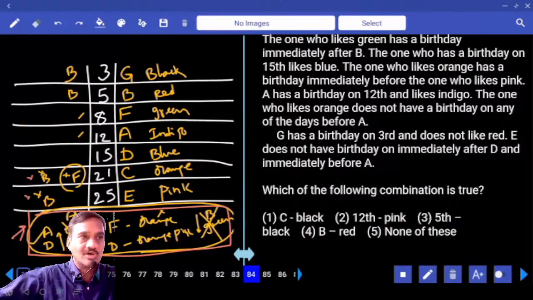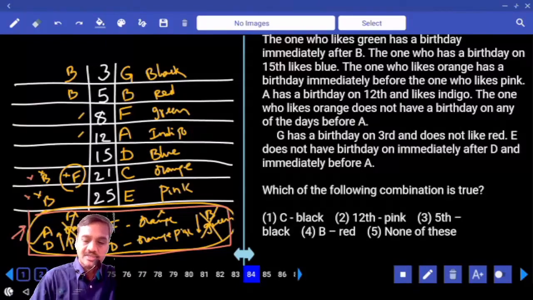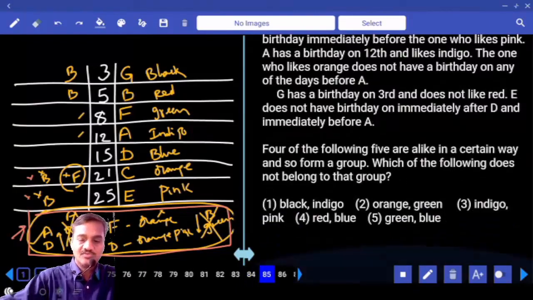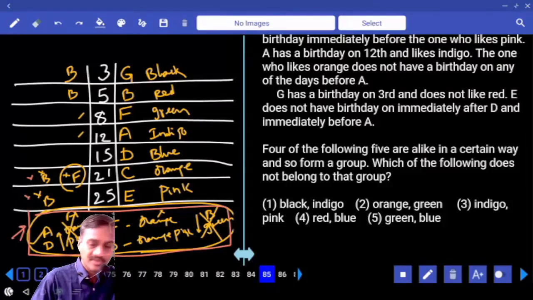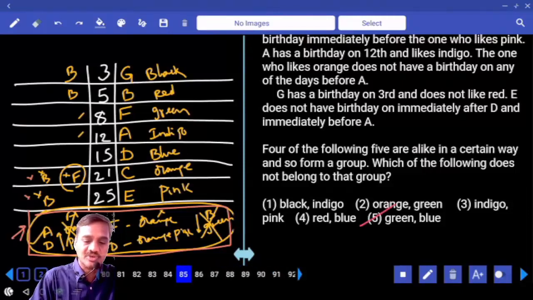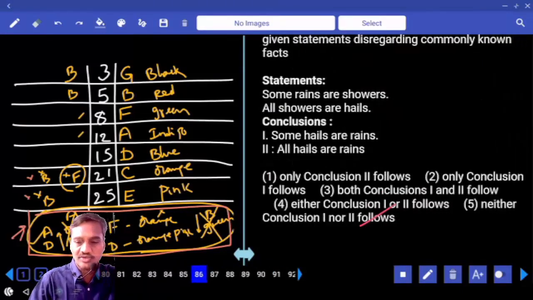And which of the following combination is true? And C likes black color and 12th pink and 5th black and B red, and choice 484. And 4 out of the following, black and indigo. Now black and indigo, there are two in between. Orange and green, there are two in between these two. Indigo and pink, again there are two. Red and blue, between red and blue there are two, and green and blue there is only one. Except choice 5, in the remaining there are exactly two persons born in between these two, and in choice 5 there is only one person.